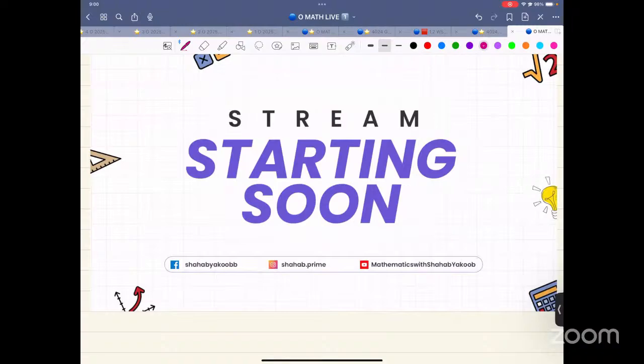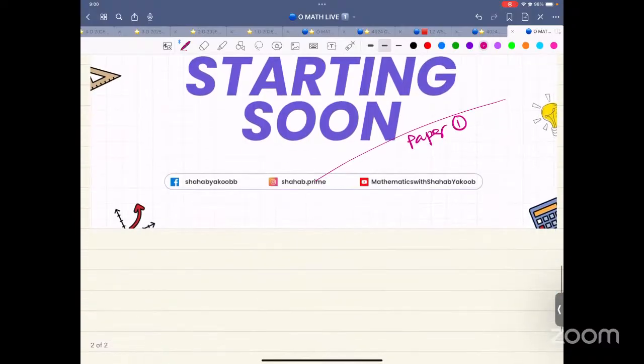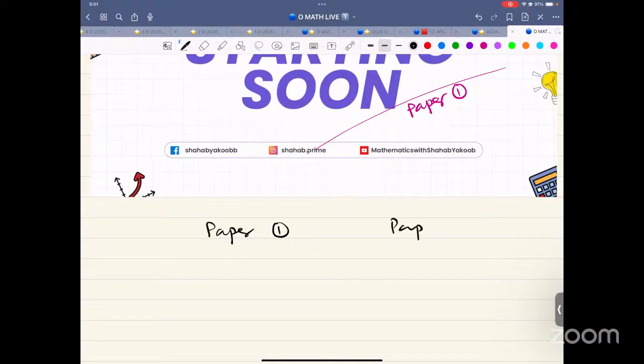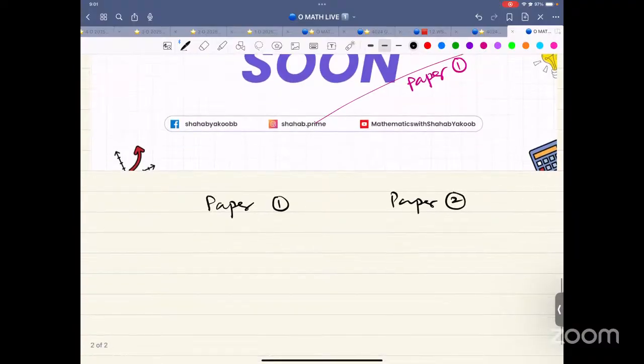So now we are starting this live stream of O Level Maths, and our focus is on paper one. Nowadays in the new syllabus, there is very little difference between paper one and paper two. They are almost the same thing, except that one is non-calculator and the other is the calculator version. As far as the difficulty level is concerned, it is exactly the same.